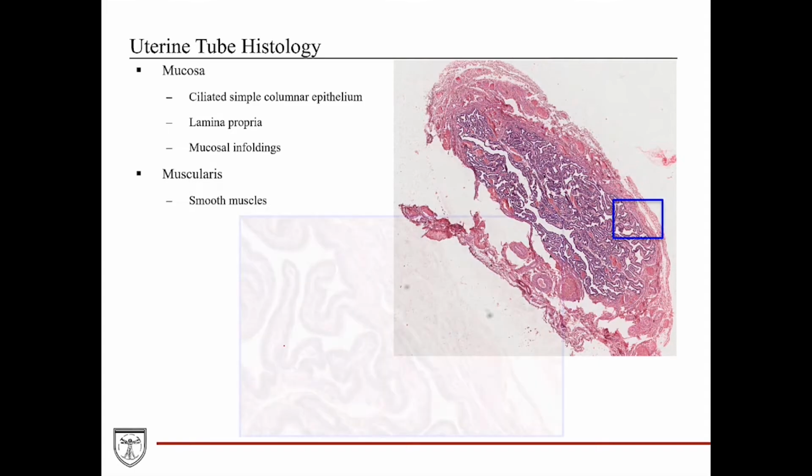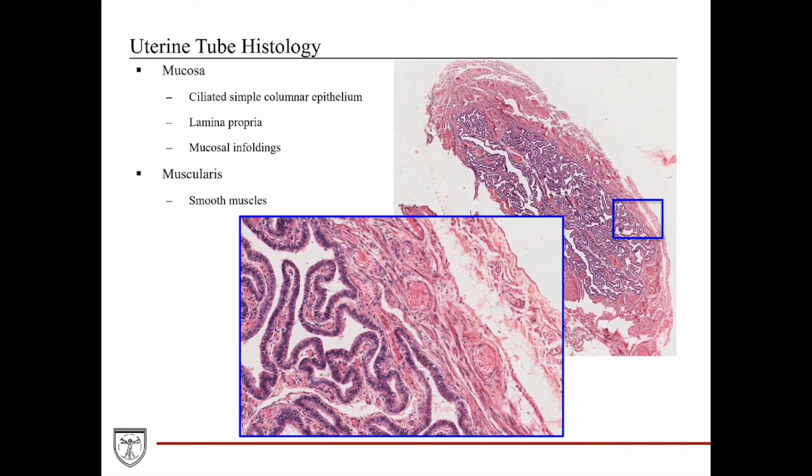So at a higher magnification, we can appreciate this wall that is comprised of kind of loosely arranged smooth muscle layer. And even outside of the muscularis layer, there's a pelvic serous membrane that drapes over the uterine tubes. So we have the serosa.